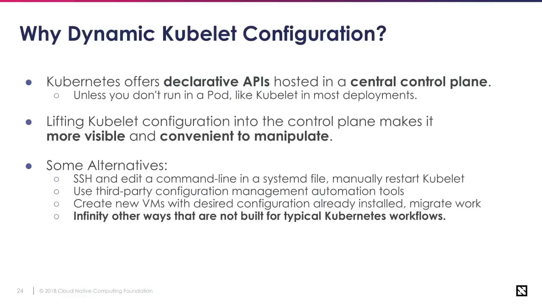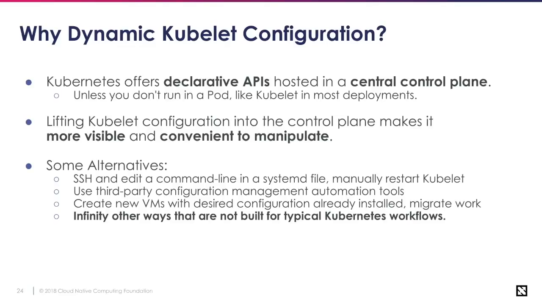So first, before we get into exactly what it is, why do we want to do something called dynamic kubelet configuration? Just for some history, Kubernetes is built around the idea of offering declarative APIs that are hosted in a central control plane. That's your API server. In Kubernetes, you can use these APIs to configure most things about the system, unless the thing you're trying to configure isn't already represented by a core abstraction of that system. Like most things run in pods, but most Kubernetes deployments don't run the kubelet in a pod. Some do, but most don't.